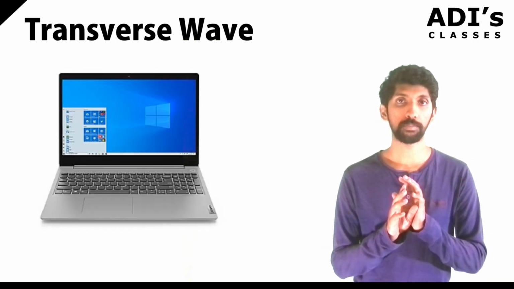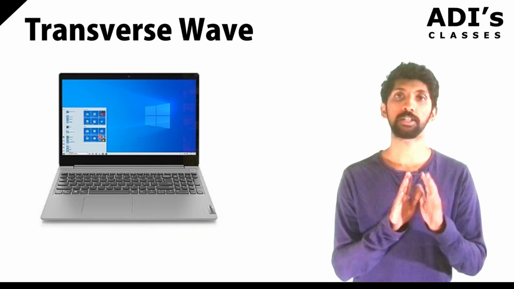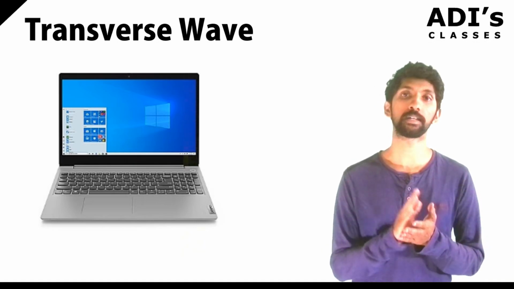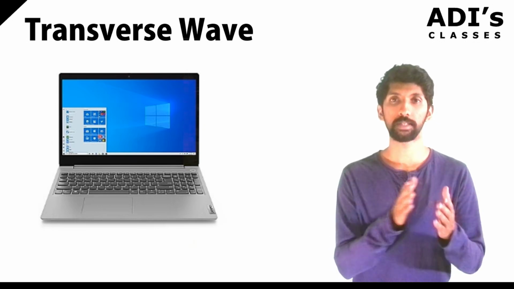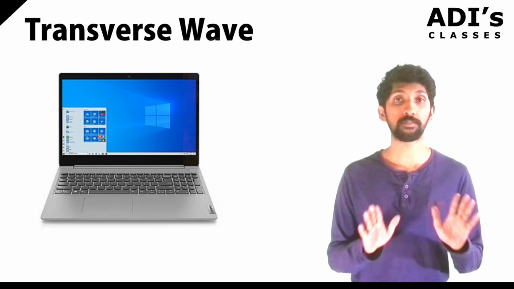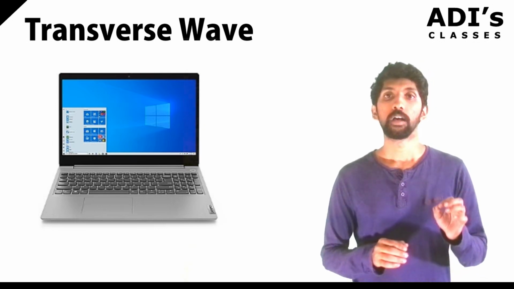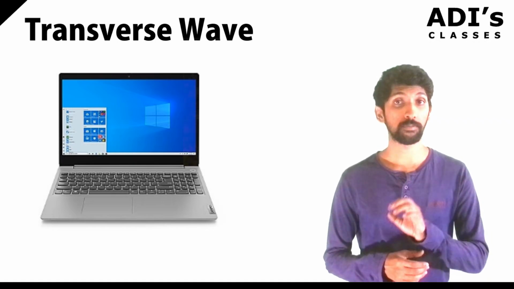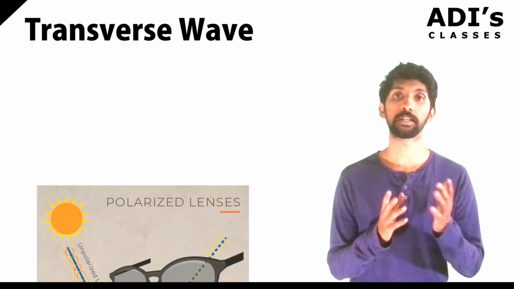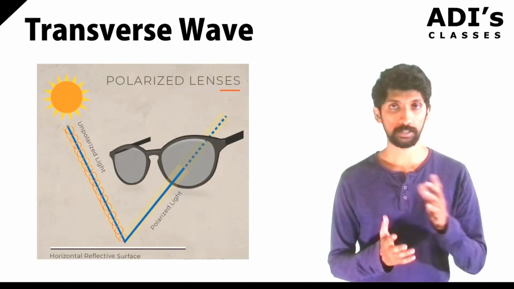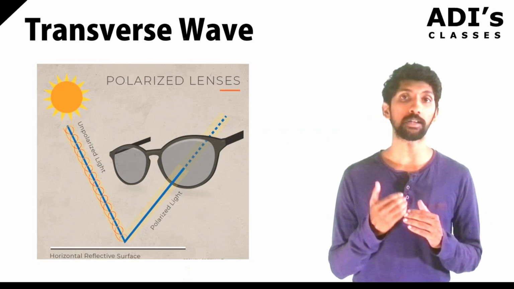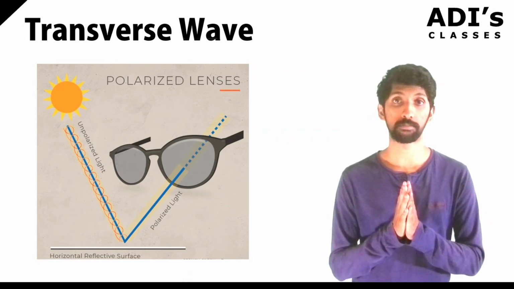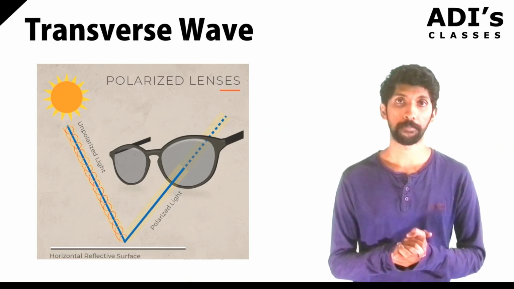In your laptop, if you look at the screen, there is a thin layer of a polarizer just after the screen. This is one such example of a polarizer, and we also use polarized glasses. If you have used those, you will see that the sunlight gets cut down by around 40% if you use polarized glasses.